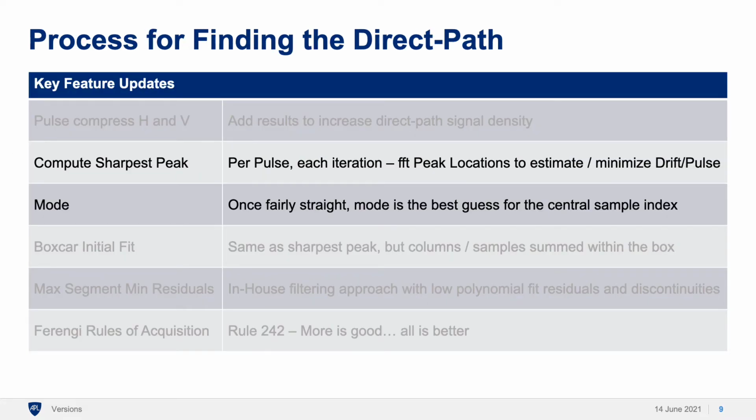Next, we pulse compress the data, then compute the sharpest peak for each row or pulse in the waterfall plot. We use the fast Fourier transform of the peak locations to determine if the amount of drift per pulse is under some threshold in order to make the direct path nearly vertical. Once we're done iterating, we now use the mode of the sample estimates to compute the single best guess for where the direct path is.